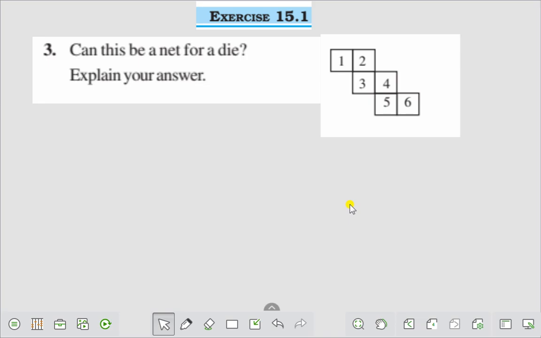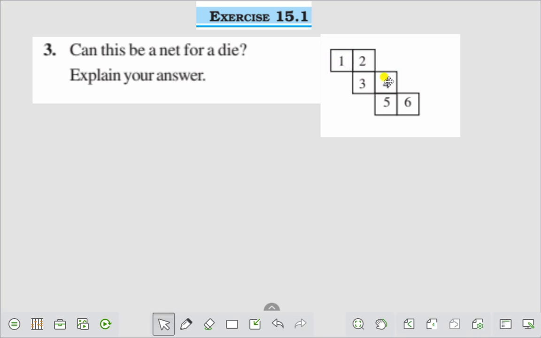Hello everyone. Today we'll discuss exercise 15.1 question number 3. Can this be a net for a die? Explain your answer. Here, if you fold this one, then you see that 4 is the opposite of 1, right?